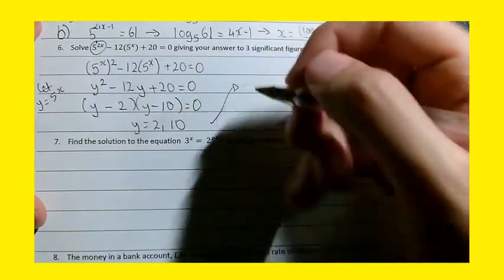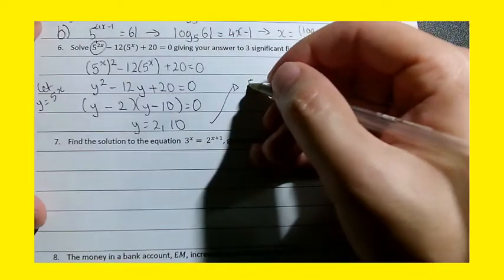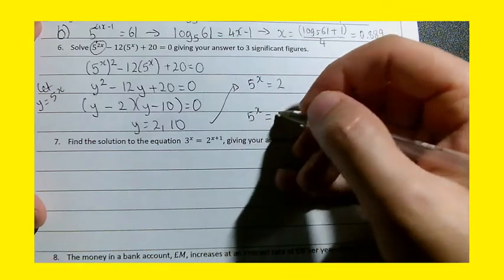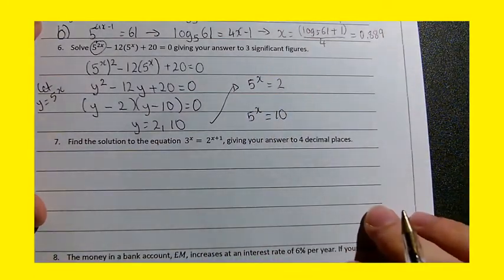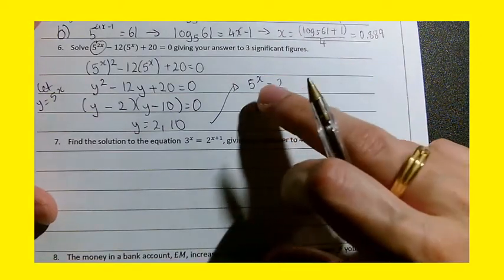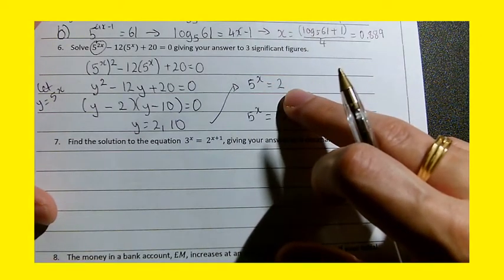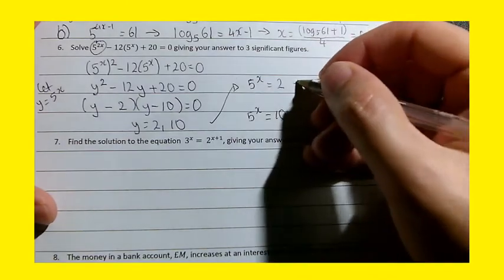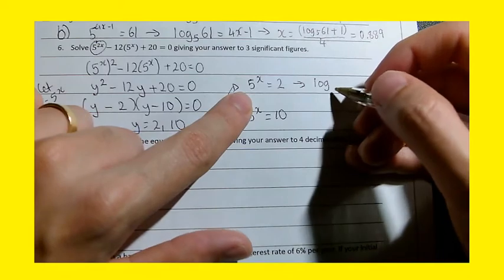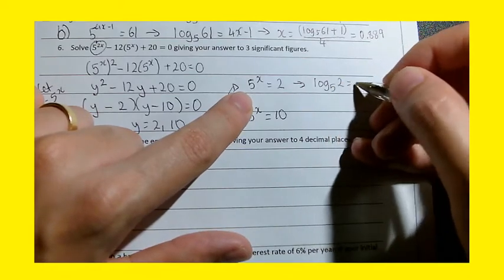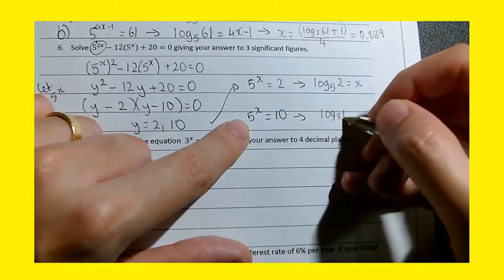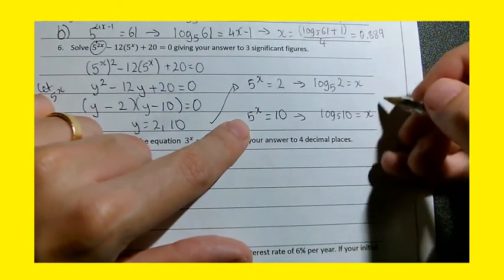But remember, we don't really care about y, we want 5 to the power of x equals these two. So you've got 5 to the power of x equals 2, and 5 to the power of x equals 10. Now, we've just done something similar in question 5. You've got 5 to the power of something equals 2. How can we use logs to do that? Remember, I can rewrite this exponential form in log form. So log base 5 of 2 must be equal to x. And similarly, log base 5 of 10 must be equal to x.